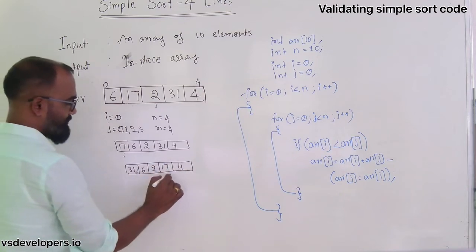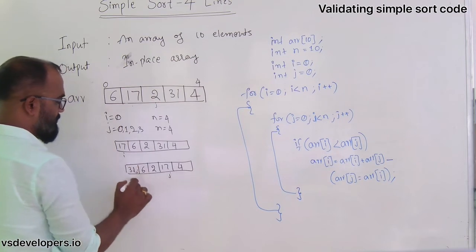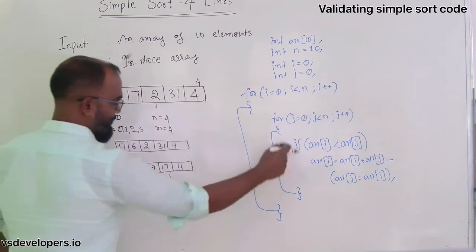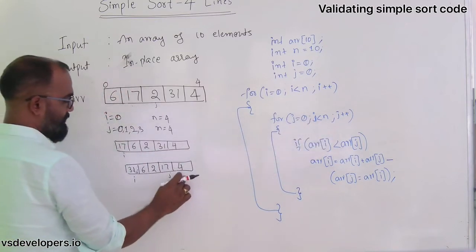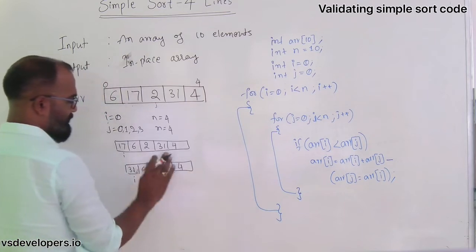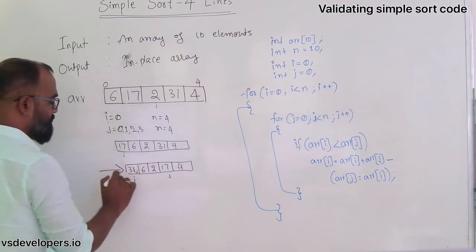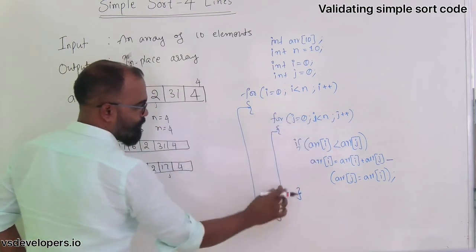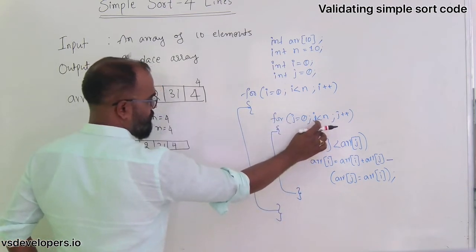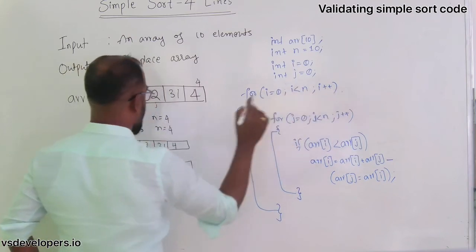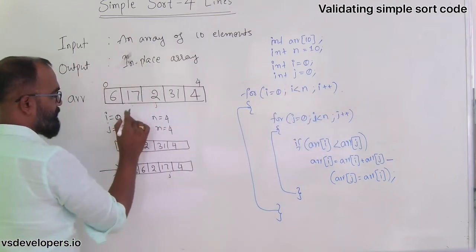So your J was here, your I was still there. Now one more iteration. J is here, 4, and I holds 31. Is 31 less than 4? No, false. So this is the output of the first iteration being completed. Now this loop terminates because J has reached 4, and 4 is not less than 4. Therefore it comes here, and now I became 1.